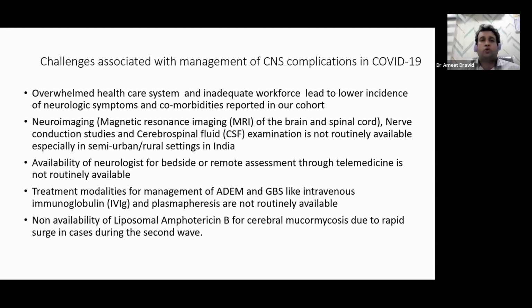What were the challenges which we encountered during managing these CNS complications in COVID-19? Number one, we had an overwhelmed healthcare system and an inadequate workforce, because of which lower incidence of neurologic symptoms and comorbidities could have been reported in our cohort.